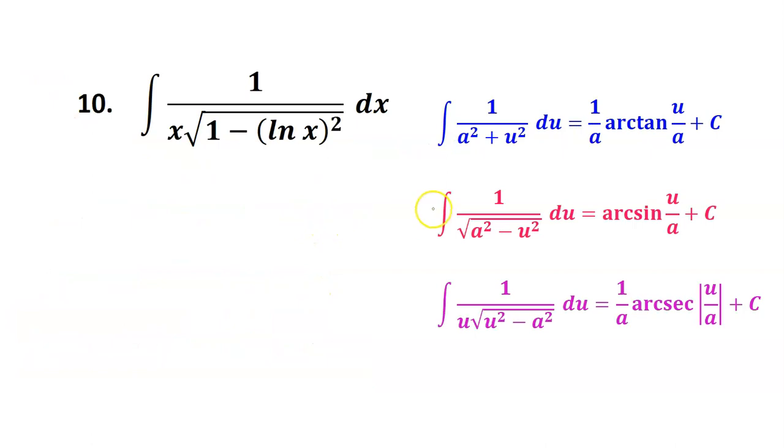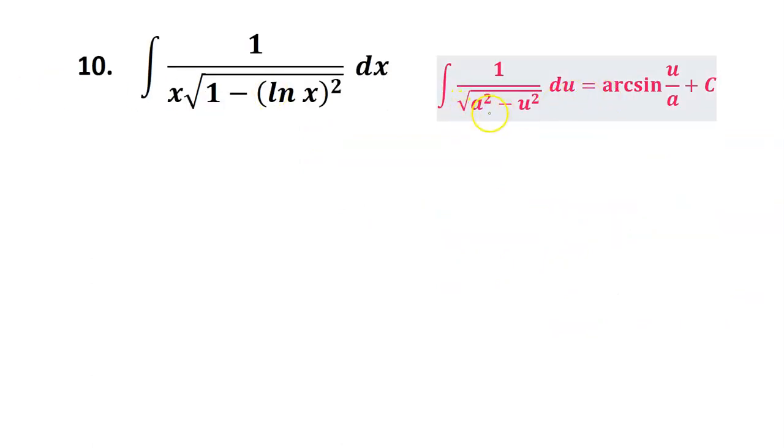Okay, which rule do you think we will use for number 10? It's either going to be the arcsine or the arcsecant rule, because I see the square root. For the arcsine, we have the constant minus the variable. For arcsecant, we have the variable minus the constant. I see the constant minus the variable here, so I'm thinking it's going to be the arcsine rule.